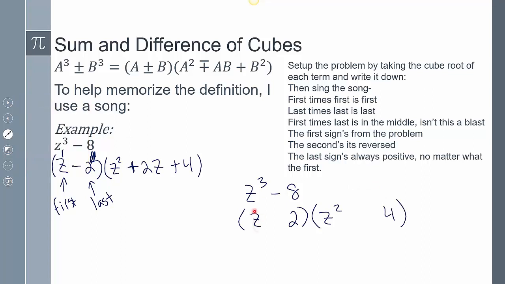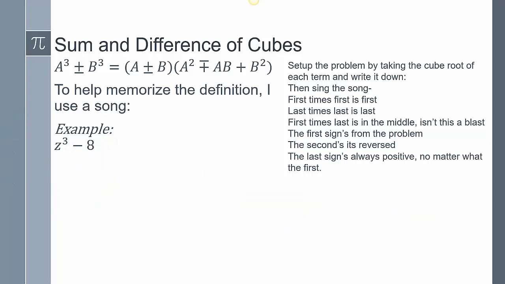And then it's going to be first times last is in the middle. Isn't this a blast? The first sign's from the problem. The second, it's reversed. The last sign's always positive no matter what the first. And there's your answer. So this right here would be your answer.